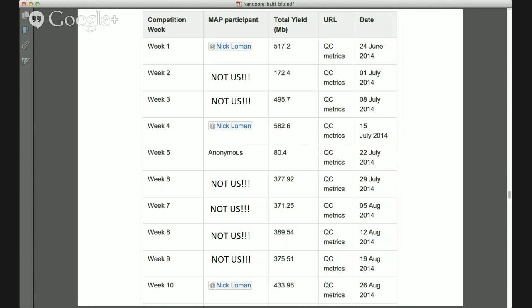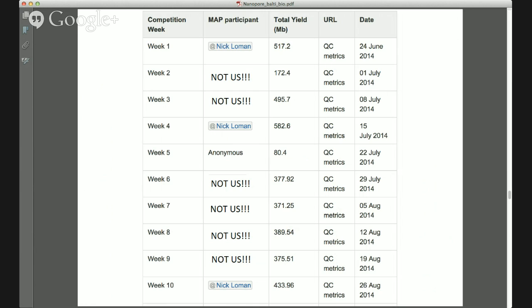There's a competition on the MAP forum for people on the program, and if you win this competition, then you get sent some more flow cells. So you can see that if you are early winners like us, you are at a slight advantage, because you'll keep getting flow cells sent through.